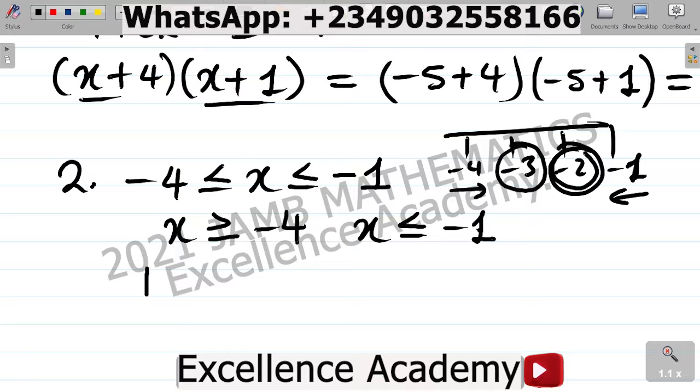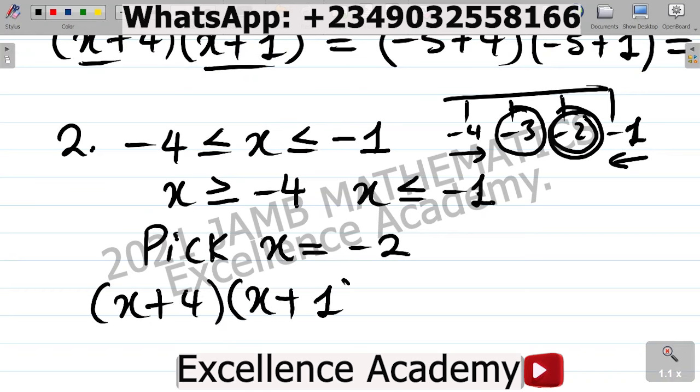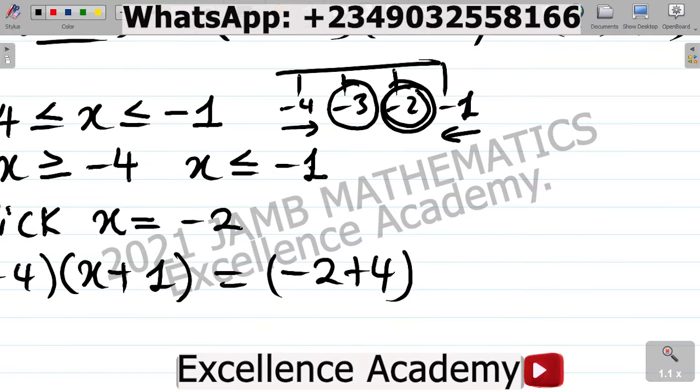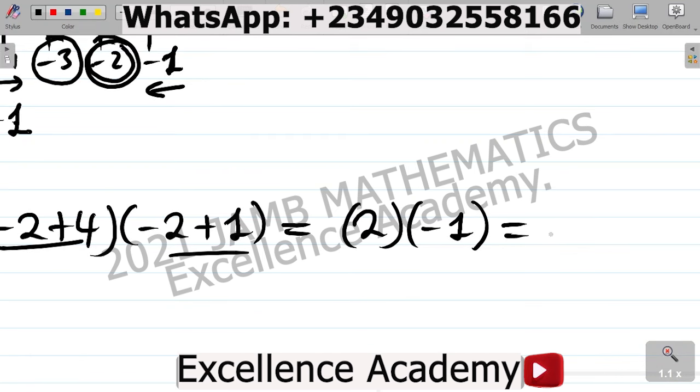For this example, let's pick x to be equal to minus 2. Again, we'll put this into this condition here. Let's put it into the condition x plus 4 into x plus 1 and see if it works. That'll be equal to, x is minus 2, becomes minus 2 plus 4, that's x plus 4, into x plus 1. That becomes minus 2 plus 1. And this is equal to minus 2 plus 4 gives you 2, minus 2 plus 1 gives you minus 1. So 2 times minus 1 gives you minus 2.